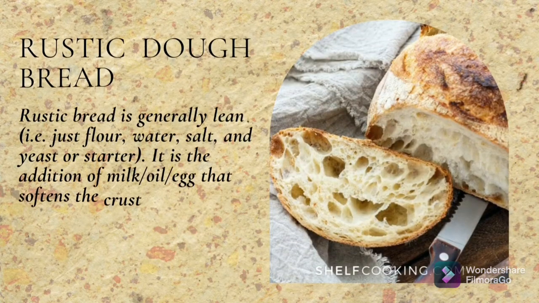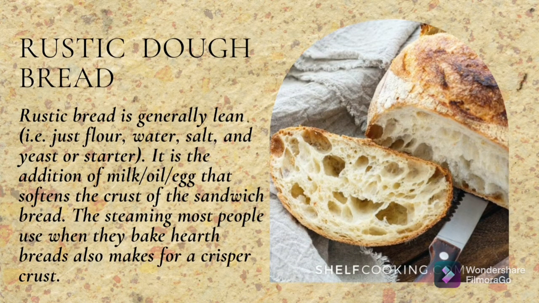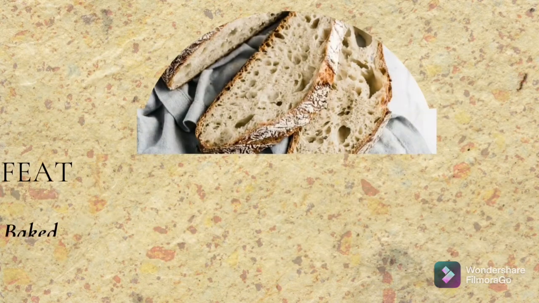Rustic dough bread. Rustic bread is generally lean. It is the addition of milk or oil or even egg that softens the crust of sandwich bread. The steaming most people use when they bake hard breads also makes for a crispier crust. Features of rustic dough bread.